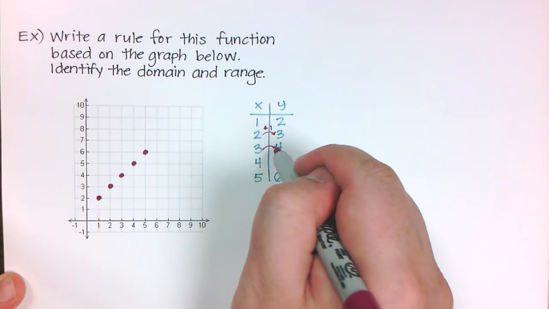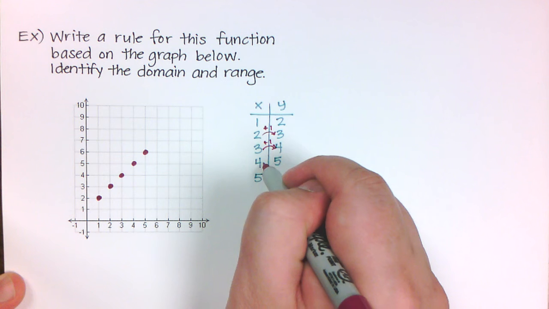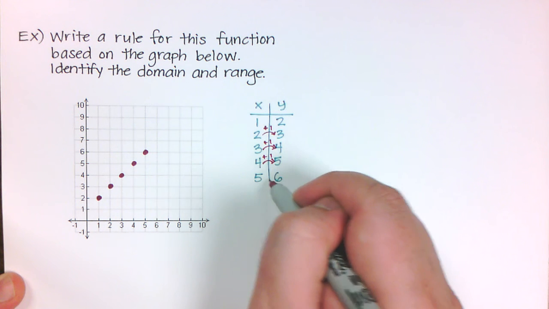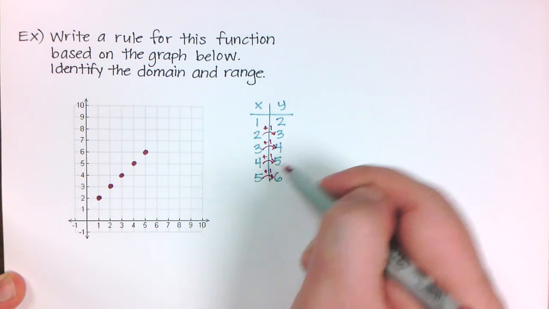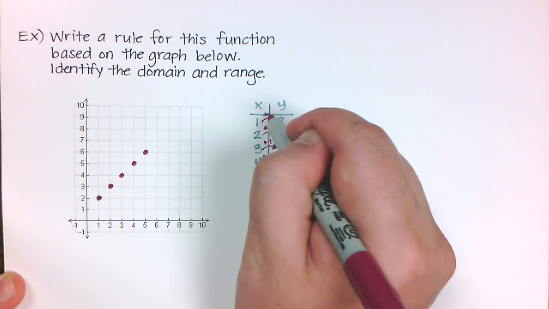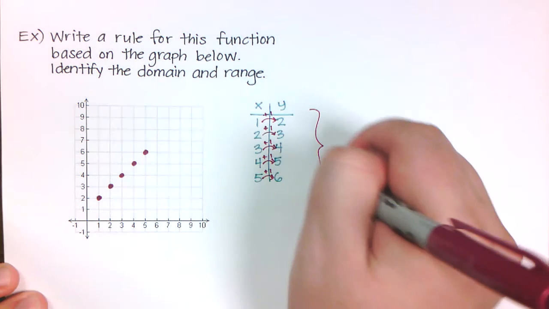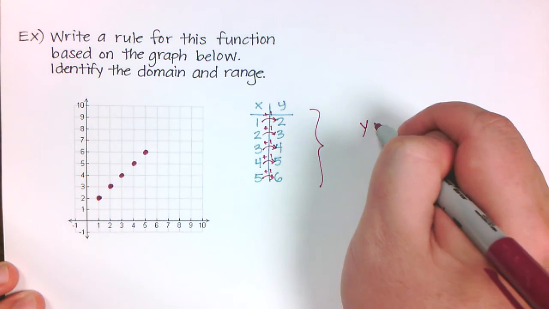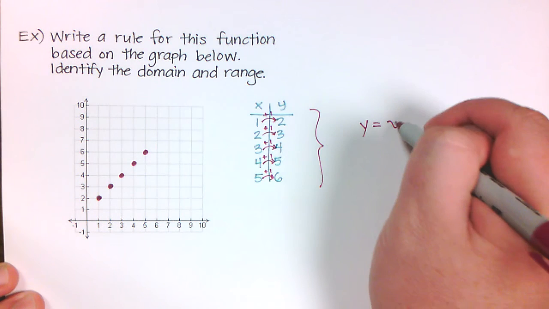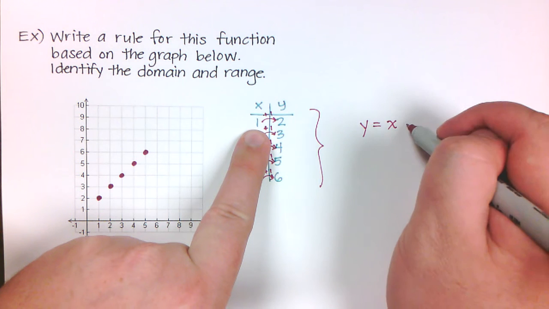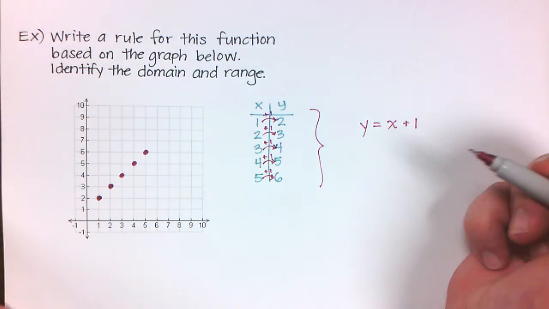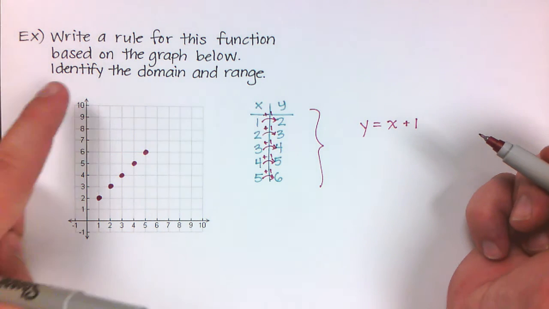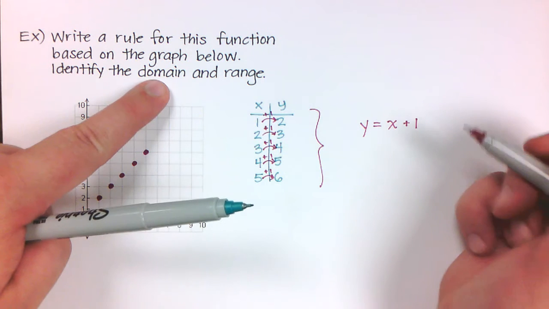And to turn 3 into 4, looks like I'm adding 1. And that same pattern seems to follow for each of my values. So that means that the function is going to be y is equal to whatever my beginning x value is plus 1.